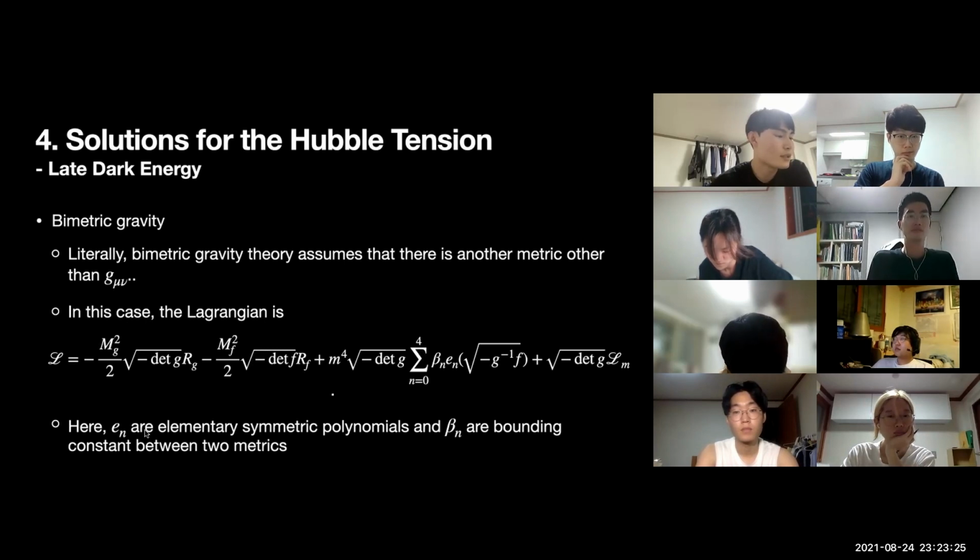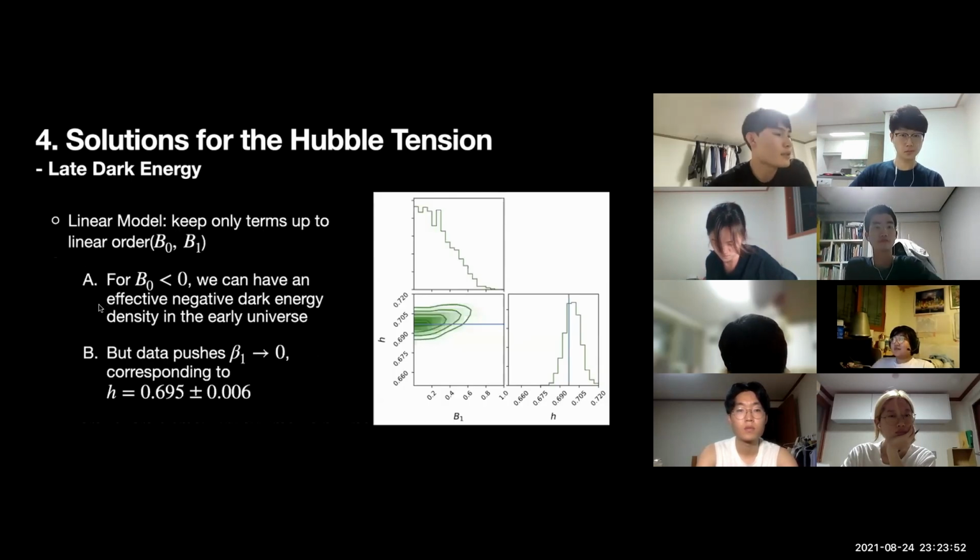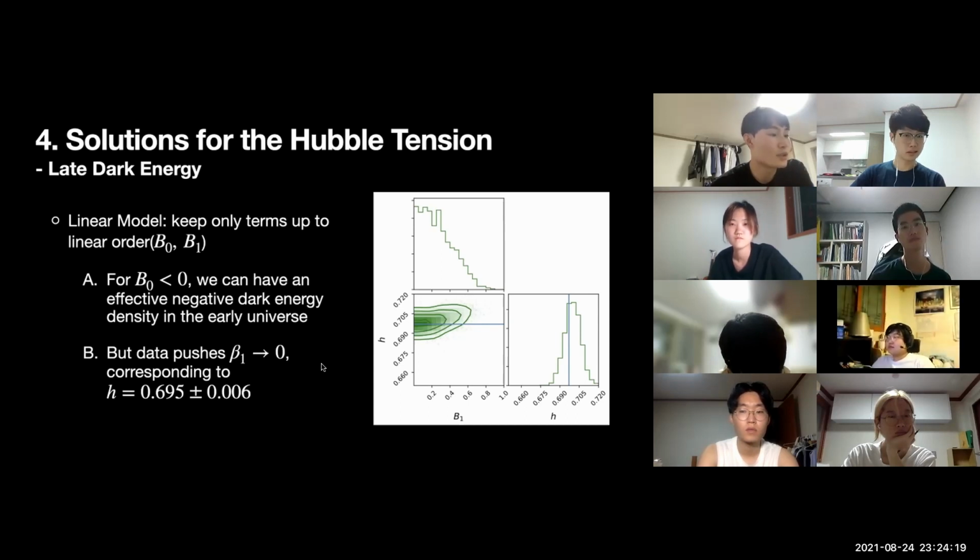And here, the e's are elementary symmetric polynomials. You can think of them simply as polynomials. And the betas are coupling constants between the two metric tensors. Among these beta values, let's assume that it just holds up to linear order. So beta 0 and beta 1 are non-zero values. It's known that beta 1 lower than 0 can solve the Hubble tension, but the data pushes beta 1 to approach 0, as you can see in this picture. To have a more confident value, beta 1 should approach 0. So it breaks the linear assumption, so it does not hold.